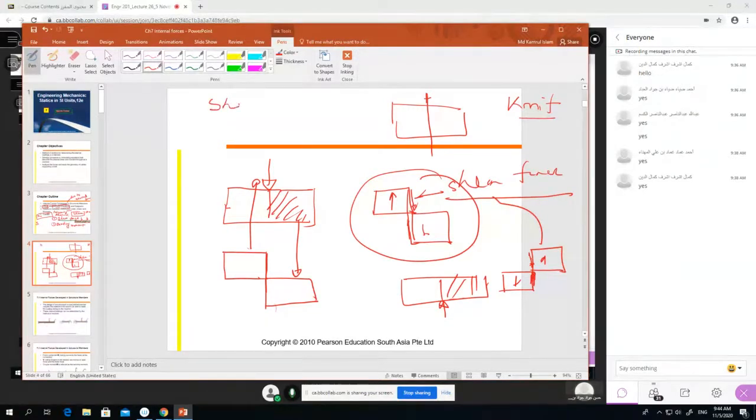What is the meaning of shear? If you look in the dictionary, in Arabic or English, shear is sliding or cutting something. So the internal force developed, the cutting force, is called shearing force, developed inside the body. It's called shear force.